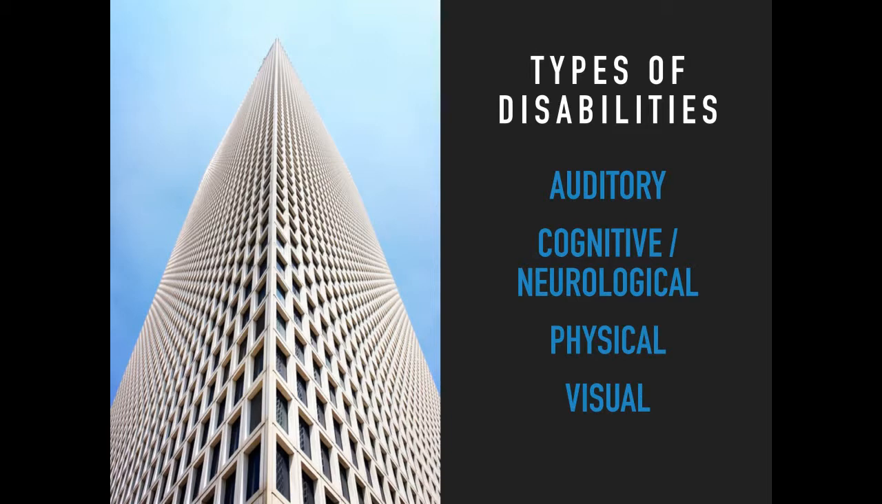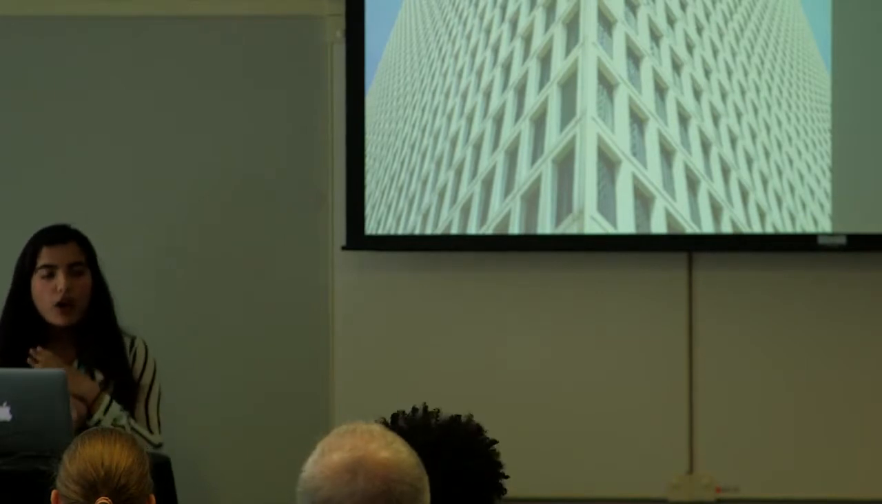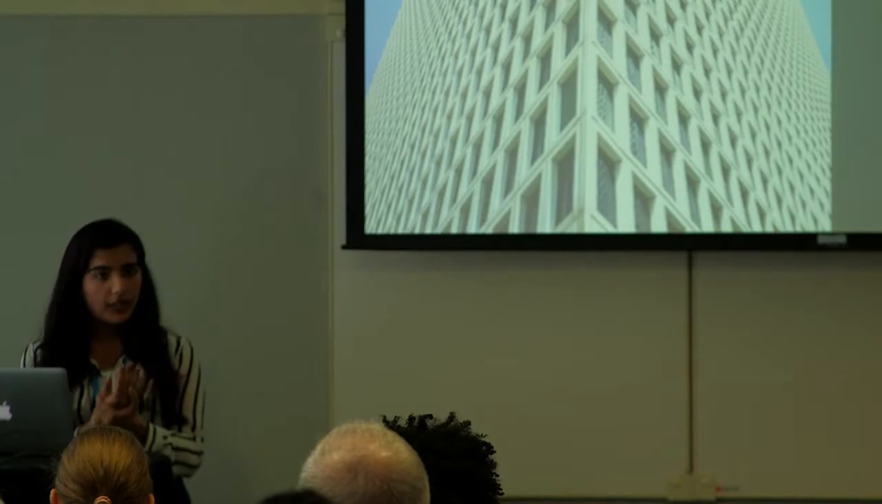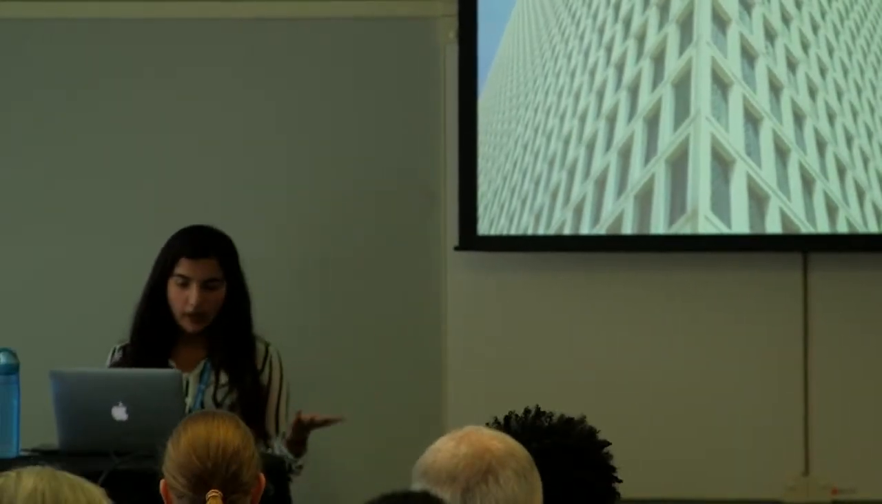So this is a basic breakdown as I've done it: auditory, cognitive, neurological, physical, and visual. So there's colorblindness, of course, but then there's also hard of hearing. If you have videos on your site, make sure that you have captions for your videos or something else to describe what's going on if somebody can't hear what's going on.